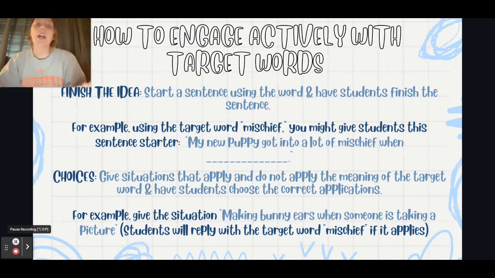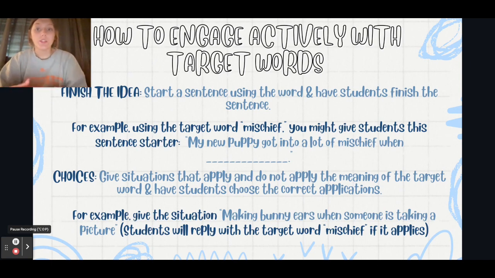So here's how to engage actively with target words. The book mentioned an activity called Finish the Idea. This is when you start a sentence using the word and have students finish the sentence. For example, using the target word again, mischief, you might give students the sentence starter: My new puppy got into a lot of mischief when blank. Here, the students can fill in the blank and it will help you assess if students understand the word in context and its definition.